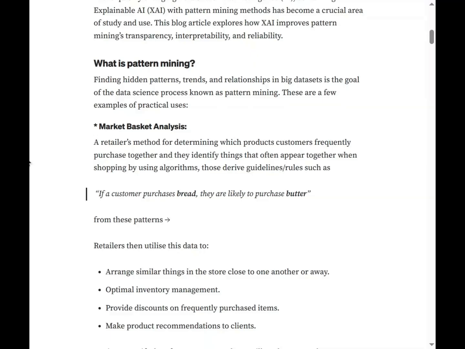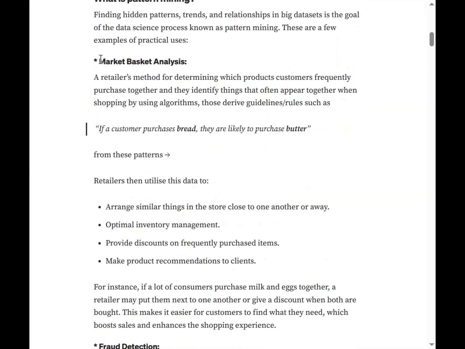First, it is market basket analysis. A classic example is retail. Suppose a customer buys bread and also buys butter. This association can help with inventory planning, store layout, and personalized offers. Another example: if a customer is frequently buying milk and eggs together, the store might display them together or offer combo discounts.